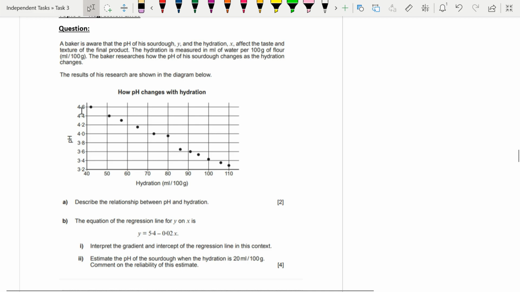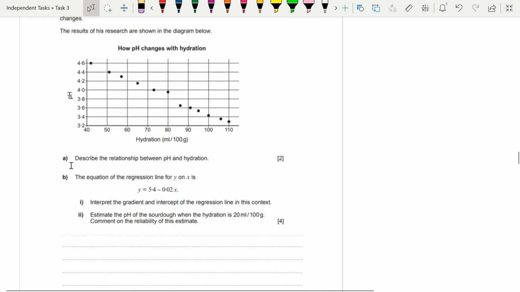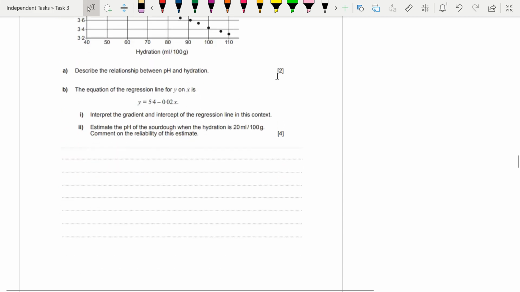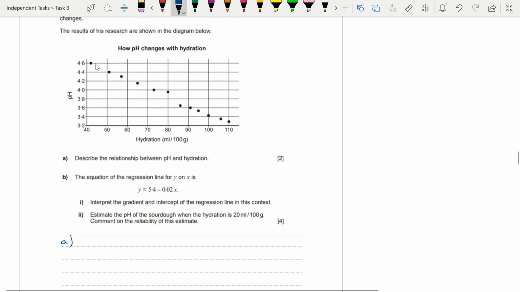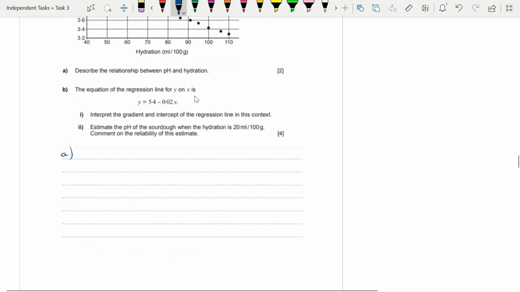So we've got pH going in the Y direction. We've got hydration going along the bottom. Part A, describe the relationship between pH and hydration. So it's 2 marks, so we need to make sure we're being clear here. Now, the first thing you notice is it's a linear relationship because it's going in a straight line down, isn't it? Okay, so that's the first thing I'm going to say. And it's pretty strong as well. So what I'm going to do is say a strong linear relationship. That's the first point I'm going to say here.